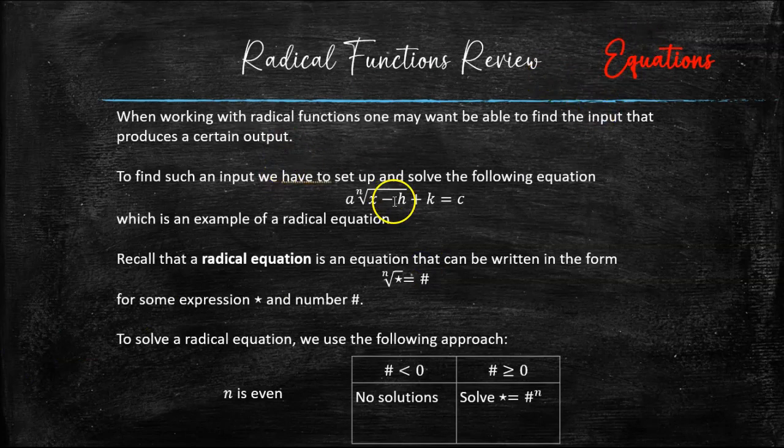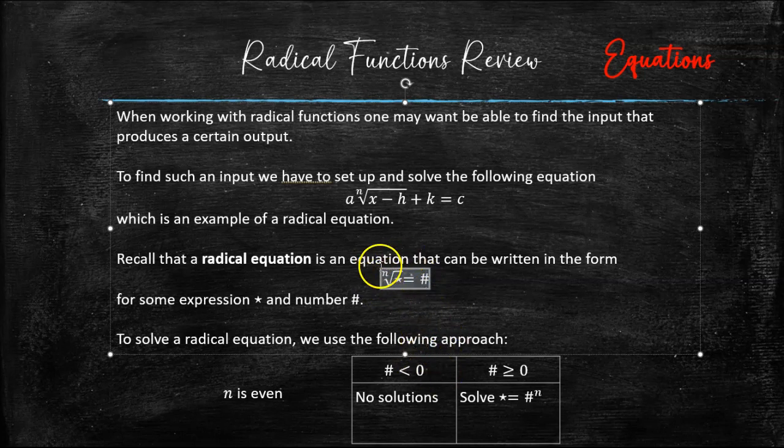Now, a radical equation in general may look like this, but the definition of a radical equation is that it can be written in this form, for some expression inside of the radical and some number on the right-hand side. How you solve this radical equation depends on this number and the index of the radical.